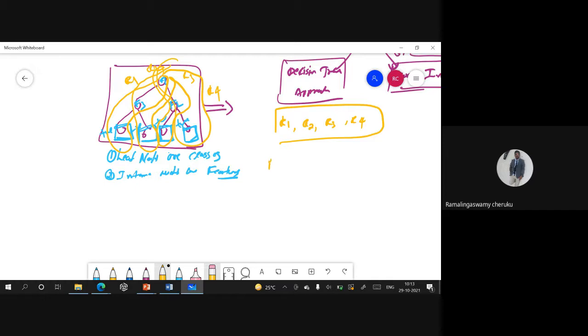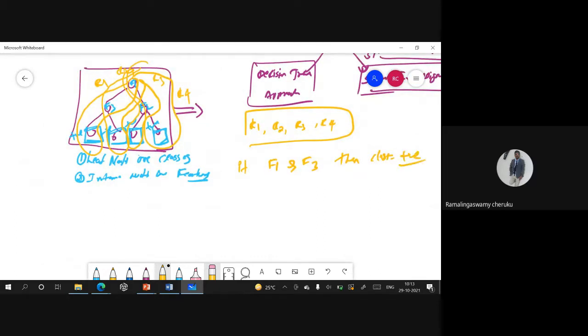How can I generate a rule? If F1 is equal to something and F3 is equal to something, then class is equal to the leaf node, class is equal to positive, that is, diabetes positive. The leaf node part will be in the consequent part, and the other is the antecedent part. The internal nodes will constitute the antecedent part of your rule, and the leaf node will be your consequent part, or the then part.